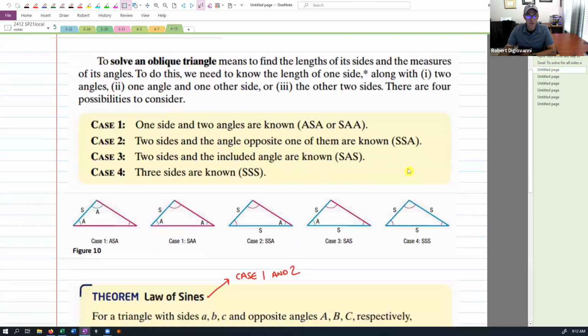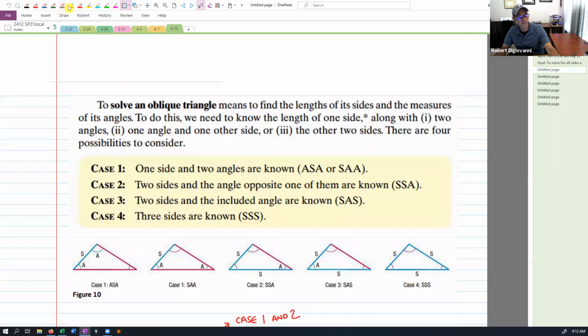So when we try and solve an oblique triangle, when we say let's solve the triangle, it means, like I said a second ago, to find the lengths of all of its sides and to find the measures of all the angles. So anytime you're asked to solve a triangle, that means go figure out what all the sides are, go figure out what all the angles are.